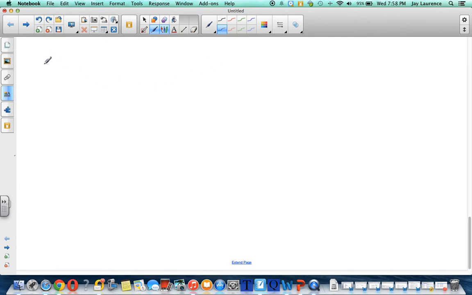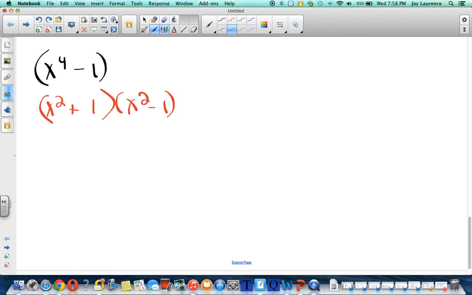So let's go with x to the 4th minus 1. Okay. Now, is x to the 4th a perfect square? It sure is. X squared, right? 1's a perfect square. So I'm going to need an x squared plus 1 and an x squared minus 1. And many of you will stop right here. Only problem is, look at this.